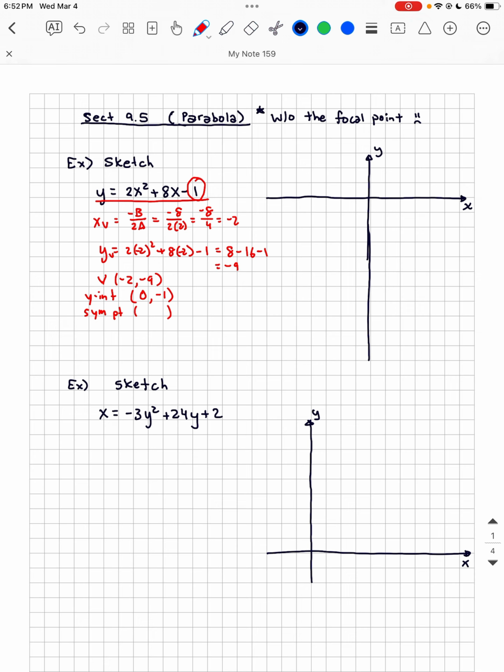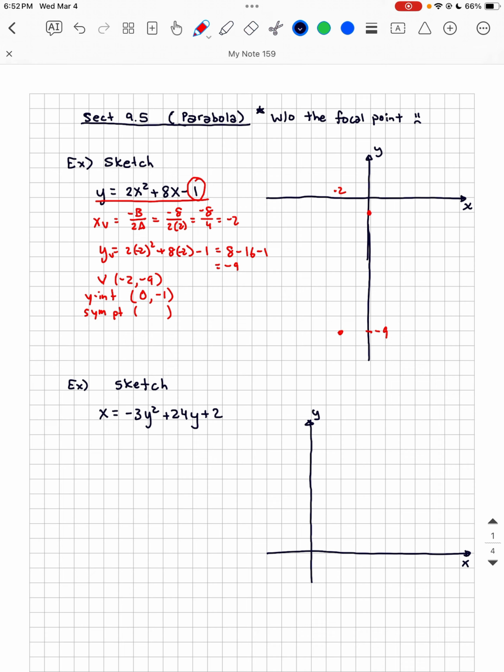To help you see that point, let's sketch out the vertex first and then the y-intercept. We go to negative 2, and then go down to negative 9. So 1, 2, 3, 4, and negative 9 should be somewhere around here. This is going to be our vertex. The point 0 comma negative 1 is located on the y-axis, over here.